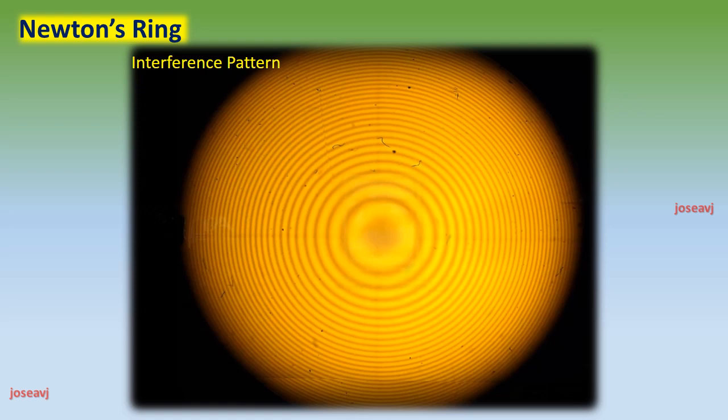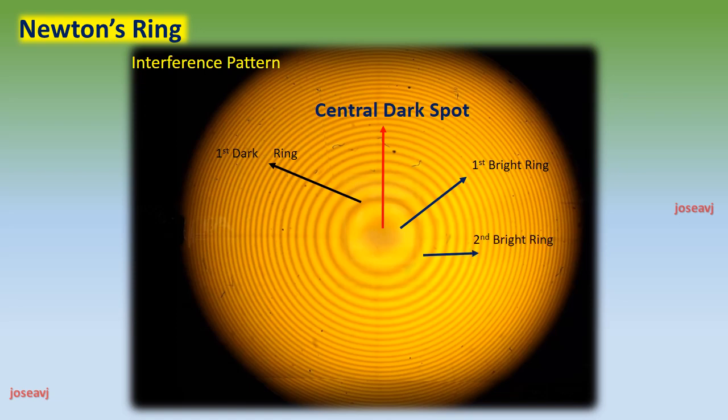At the center, we have a spot which is called the central dark spot. Surrounding the central dark spot is the first bright ring, then the first dark ring, then a second bright ring, second dark ring, third bright ring, third dark ring, and so on. We can see that as the order increases, the rings are getting crowded.